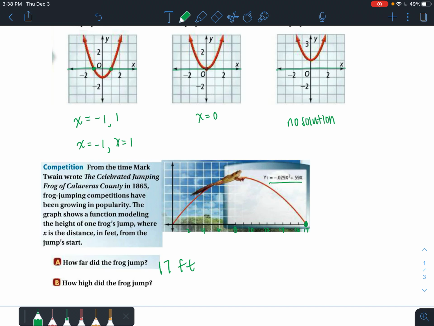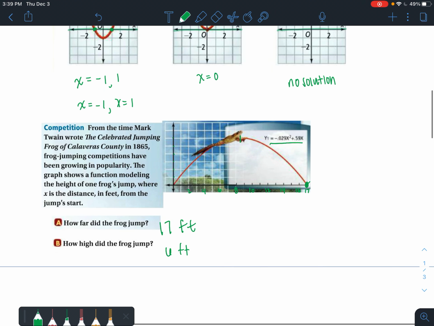That point right there where it crosses the x-axis is really important because it shows us the end position. And then for how high it jumped, that is right here. We're actually not sure because it doesn't have a label on the graph, but I'm guessing 1, 2, 3, 4, 5, 6. It jumped about 6 feet high. So that's what that peak is there. Okay, moving on.